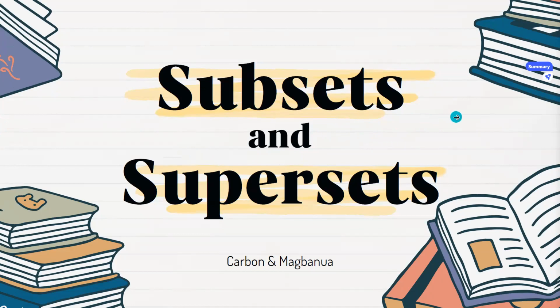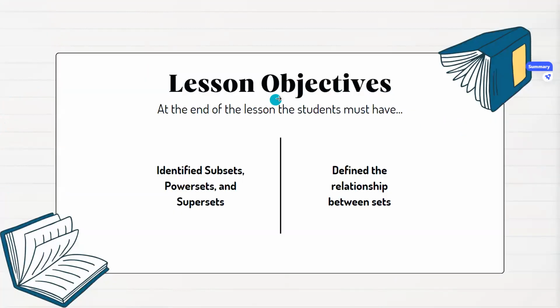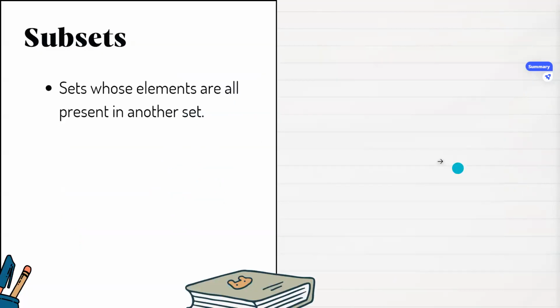And we are going to talk about subsets and supersets and anything in between. To start it off, let us talk about our lesson objectives. At the end of the lesson, the students must have identified subsets, power sets, and supersets, as well as defined the relationships between sets. Let's talk about firstly subsets.